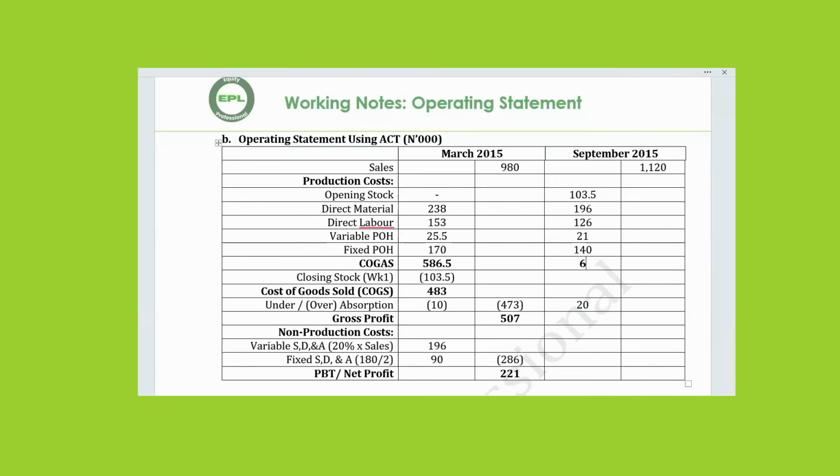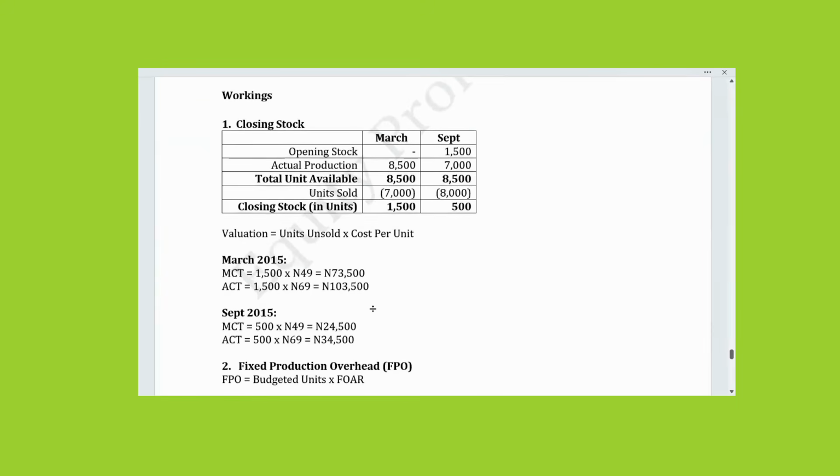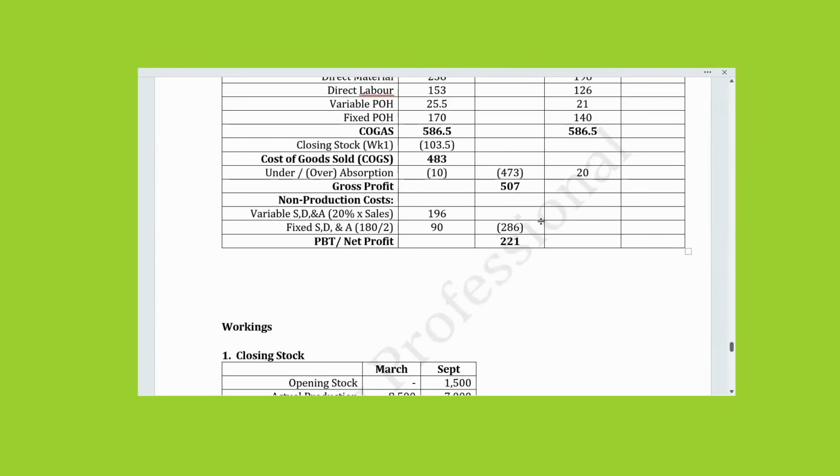Try it again. Okay, 103.5, 196 plus 126, 21 plus 140. Okay. 586.5. 586.5. 586.5. All right. So closing stock, we have calculated it before in September, 34.5. Closing stock, 34.5.